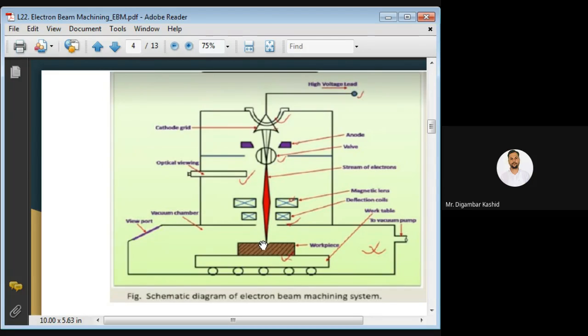And at the back side of this workpiece, I repeat, at the back side of your workpiece, chemical backing material is used. So when these holes extend toward the end of your workpiece, this backing material also heats, and high velocity gases are generated.